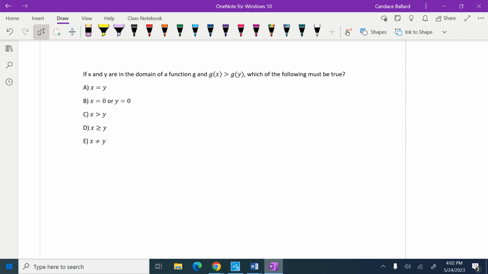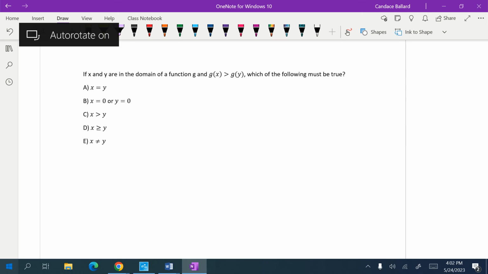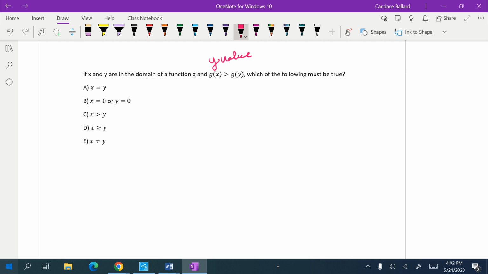X and y are in the domain of the function g, and g of x is greater than g of y. Which of the following must be true? So whenever we see g of, that means we're talking about y values. So it's basically saying this y value is bigger than this one. So this is the bigger one. This is the smaller one.